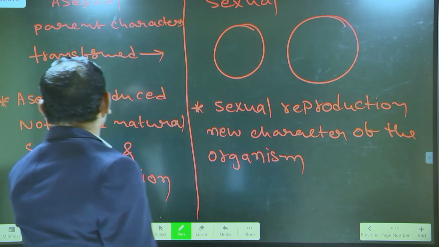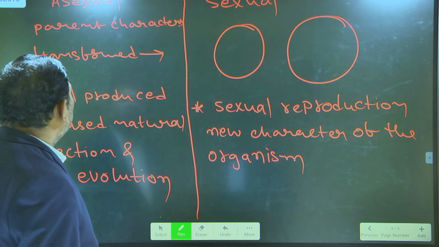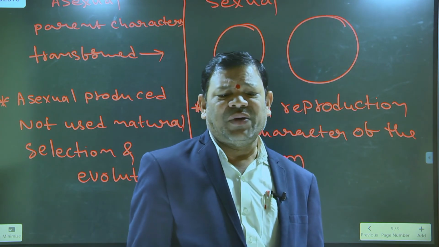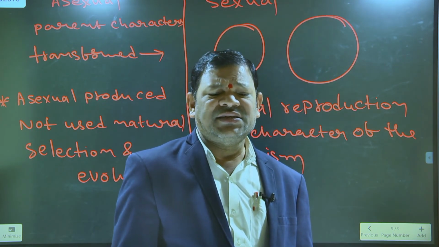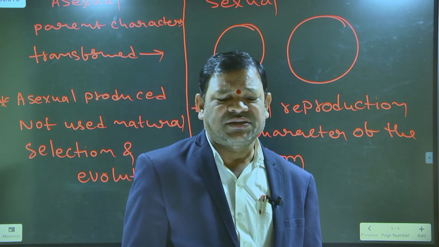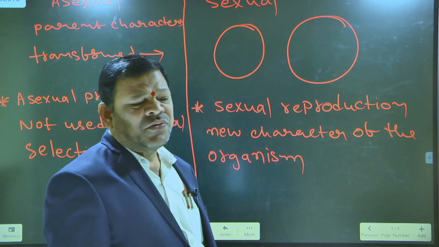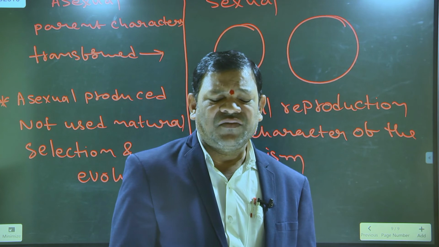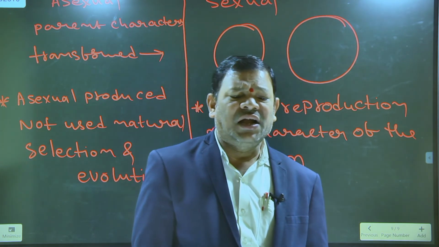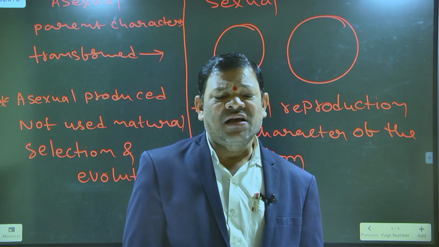Next, in sexual reproduction, what happened? What are the parent characters? In asexual reproduction, the parent's exact characters are transferred to the progeny, because the size, shape, structure and function are the same as the parents. But in sexual reproduction, half of the characters we get from the father, half from the mother, and some of the characters we get from our ancestors like grandfather and grandmother.